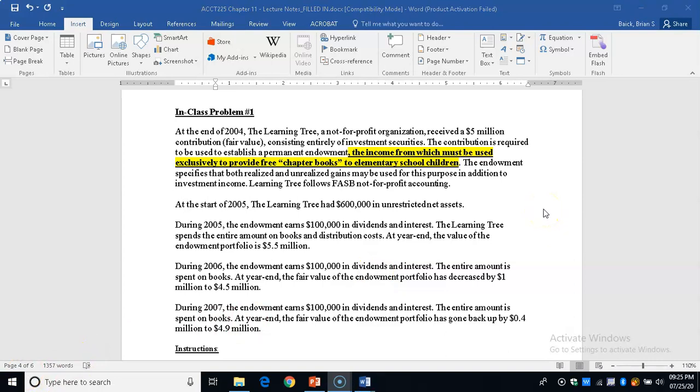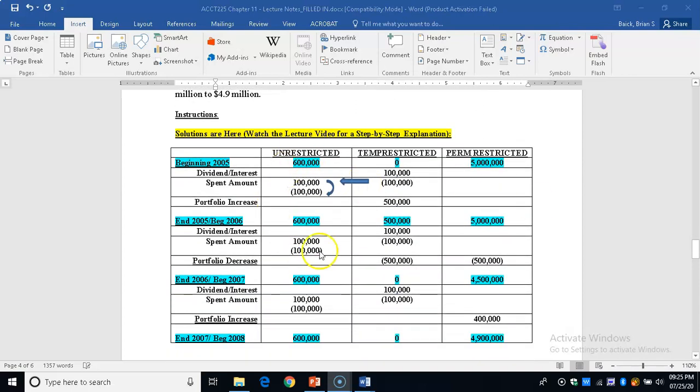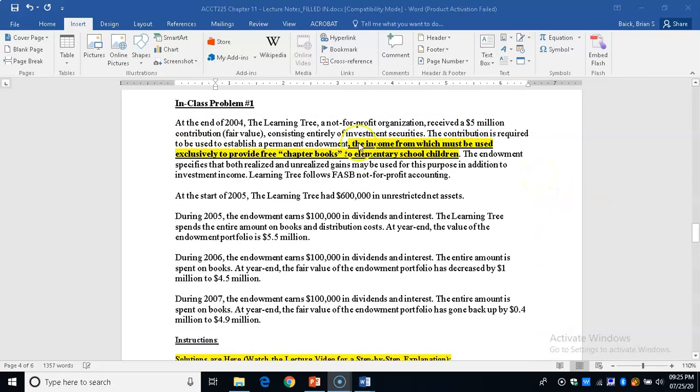Let's take a look at in-class problem number 1. Okay, so in-class problem number 1, the answer is already here, but I want to explain how to get the answer. Here it says in the problem, at the end of 2004, the Learning Tree, a not-for-profit organization, received a $5 million contribution consisting entirely of investment securities. The contribution is required to be used to establish a permanent endowment. Okay, so this $5 million is going to be permanently restricted.